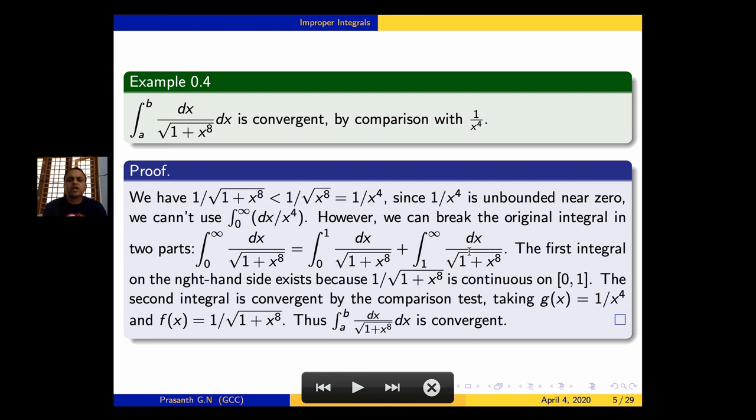And the second integral is convergent by the comparison test, by taking g of x equal to 1 by x raised to 4 and f of x equal to 1 by the square root of 1 plus x raised to 8. Therefore, the integral from A to B of dx by the square root of 1 plus x raised to 8 is convergent. Again, there is a typo error. There are two dx, solely a single d.